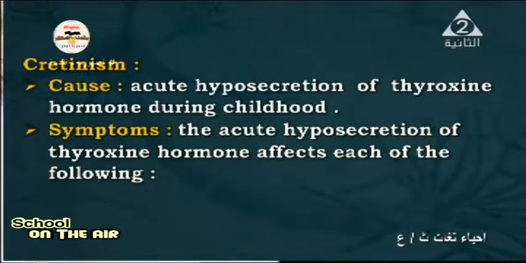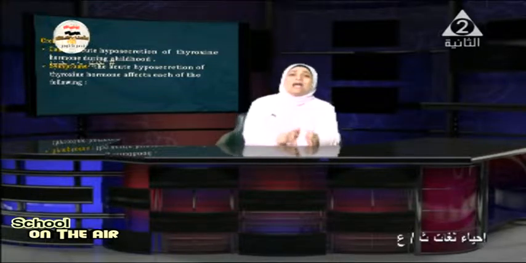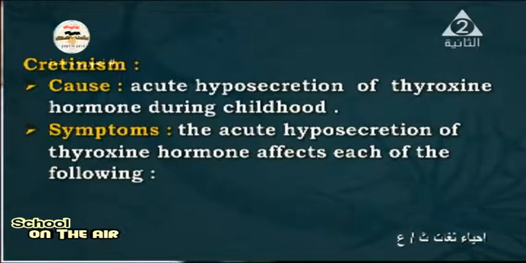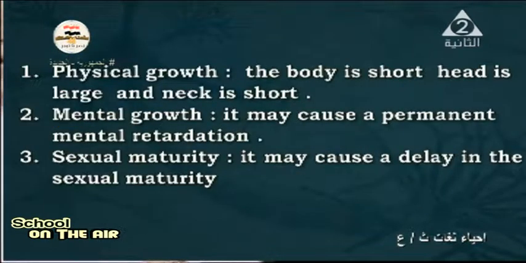Now we will describe what happens with the hyposecretion of thyroxine during childhood, and also the hyposecretion during adulthood. What happens? First, hyposecretion during childhood leads to cretinism. What are the symptoms of cretinism? Acute hyposecretion of thyroxine hormone affects the body as follows. Number one, physical growth: the body is short, the head is large, and the neck is short.